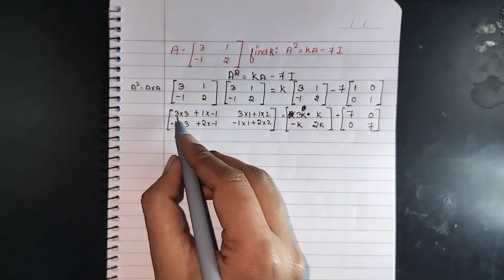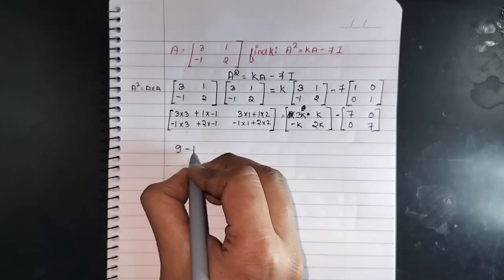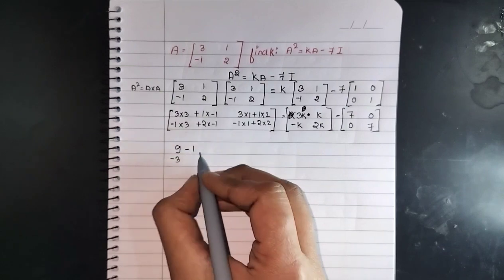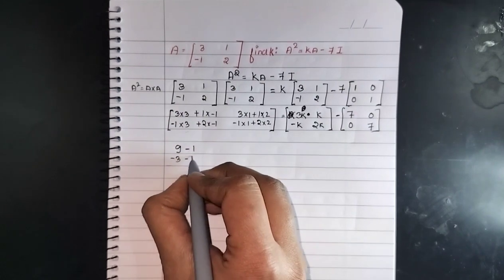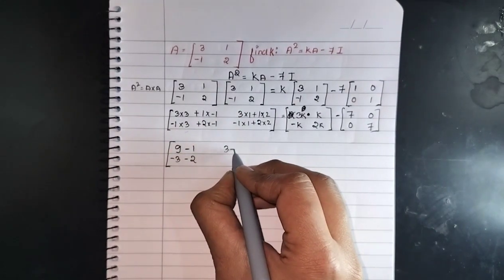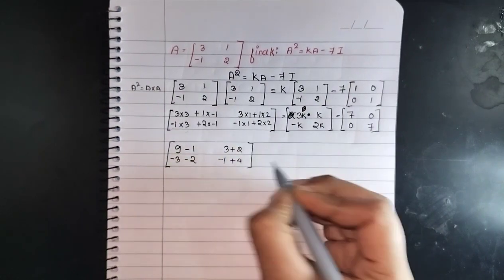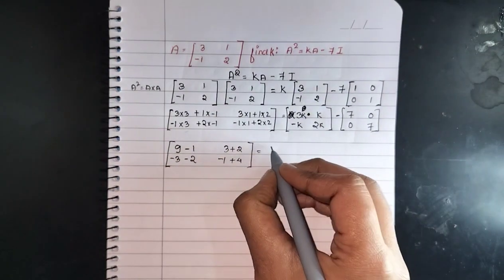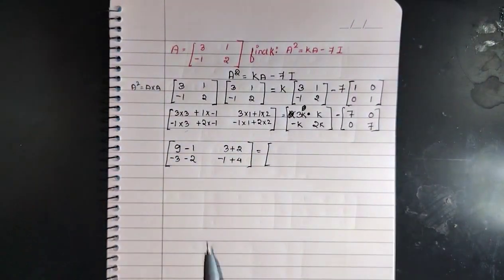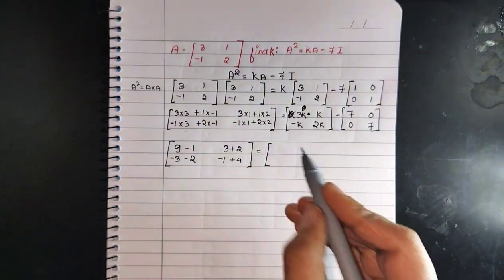Now we will solve this. 3 into 3 is 9, 9 minus 1 into 1 is minus 1, minus 3 minus minus is plus, minus 2 1s are 2, 3 1s are 3 plus 2, minus 1 plus 4. See, I am writing these steps one by one so that no confusion is created. But if you want, you can skip this step and directly multiply and add simultaneously.